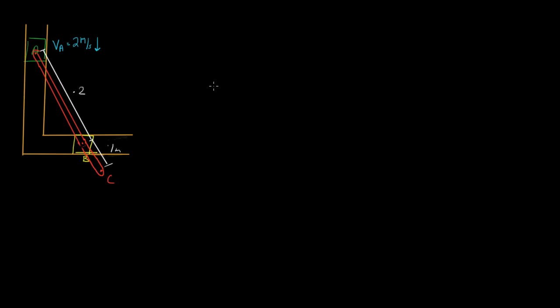Okay, in this problem we have this link ABC, and it connects these two blocks A and B. We're given that the velocity of A is 2 meters per second in the downward direction, and we're trying to figure out what the velocity of B is when this angle right here is equal to 45 degrees. Okay, so how do we start?